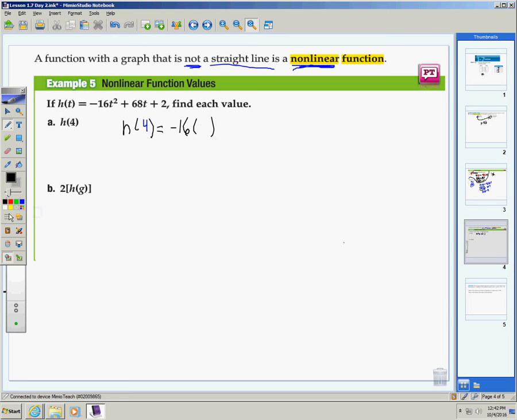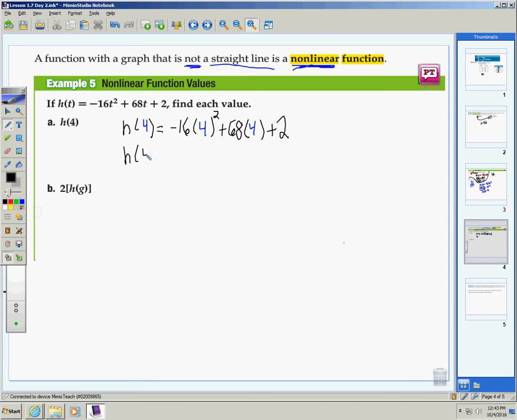times 4 squared plus 68 times 4 plus 2. And all I did, just like we did in the previous example, is find h of 4 instead of h of t, so all my t's turn into 4's. And now I'm just going to evaluate this expression.